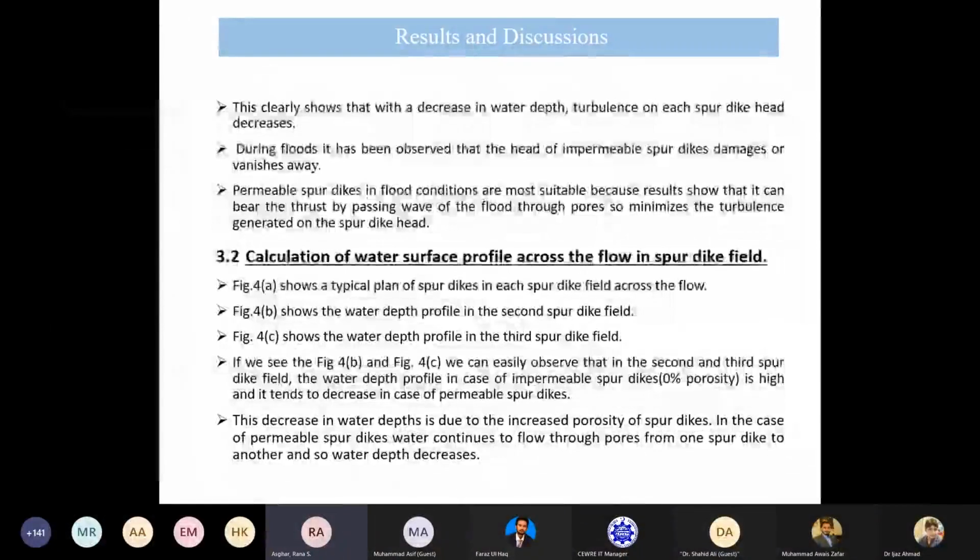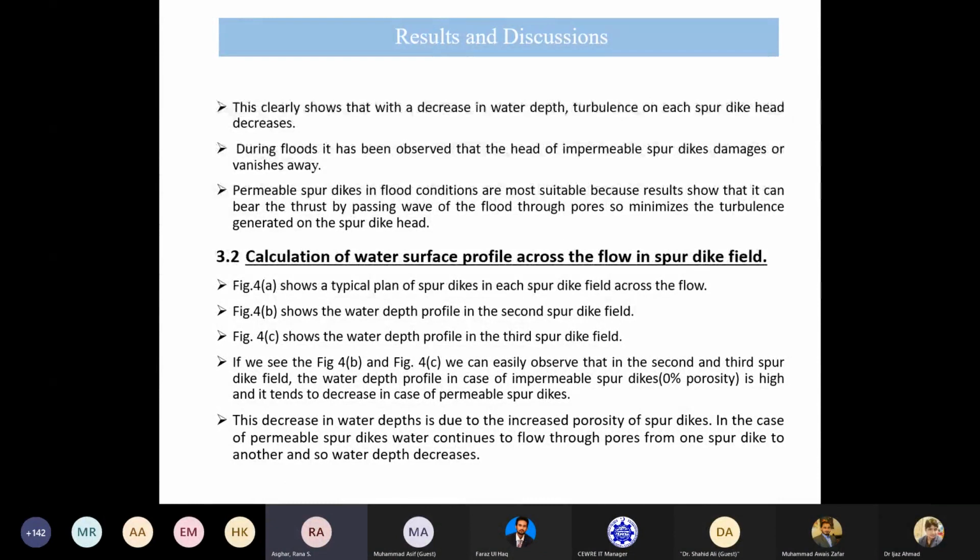During floods, it has been observed that the head of impermeable spur dikes is damaged or vanishes away. Permeable spur dikes in flood conditions are more suitable because results show that they can bear the thrust by passing the wave of flood through pores, so they minimize the turbulence generated on the spur dike head.